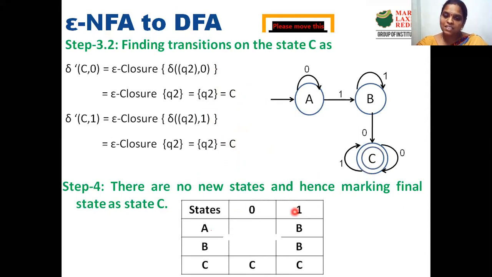If we observe the transition diagram, from state A, on input symbol 0, it moves to state A, and on input symbol 1, it moves to state B. In state B, on 0 it moves to C, and on 1 it remains in state B itself. And on C, on 0 and 1, it remains in state C itself.